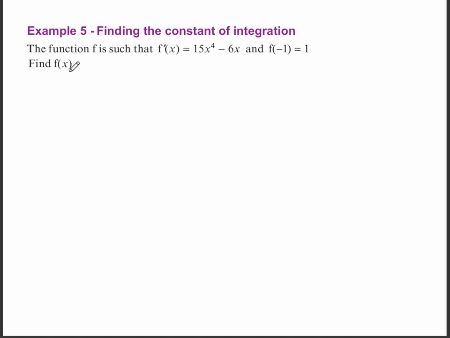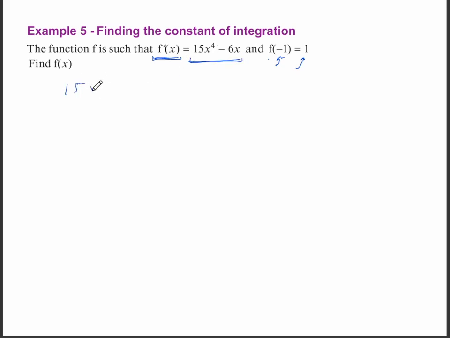Next example, the function f is such that f prime of x, which is the derivative, is 15x power 4 minus 6x. And in the function, if you put in the input of negative 1, you will get the output of 1. Now we have to find f of x. So for that, firstly, we'll need to integrate this. So we integrate 15x power 4 minus 6x.